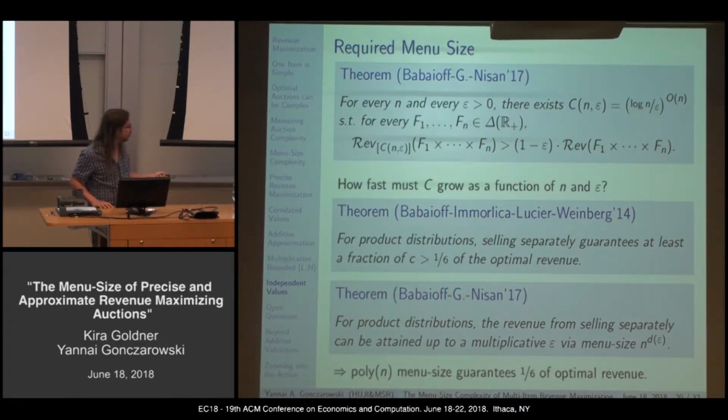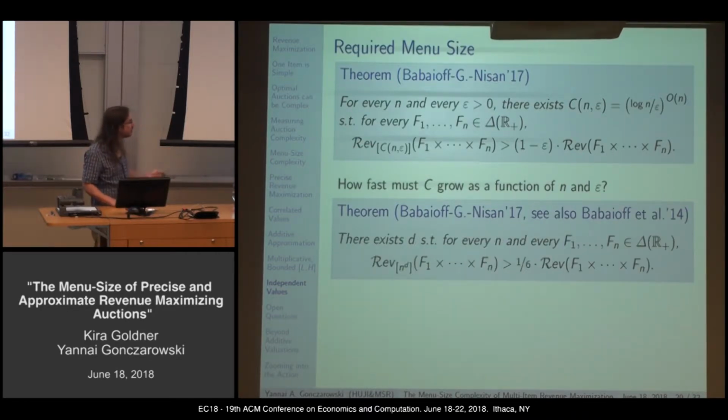Putting these two together, you get that polynomial in n guarantees 1/6 of the optimal revenue, right? Set epsilon to be 0.1%, I don't know. So what does this mean? Polynomial in n menu size gives you 0.1% less than C, the constant slightly more than 1/6, of the optimal revenue. Choose this 1/10 so that 1/10 of C is still more than 1/6. Poly n menu size guarantees 1/6 of the optimal revenue.